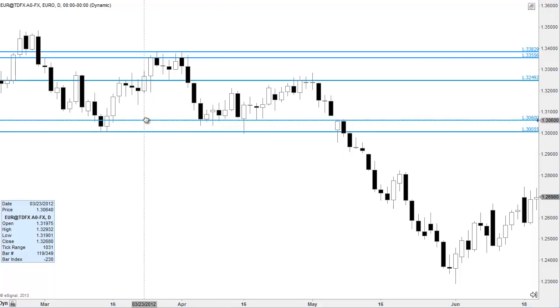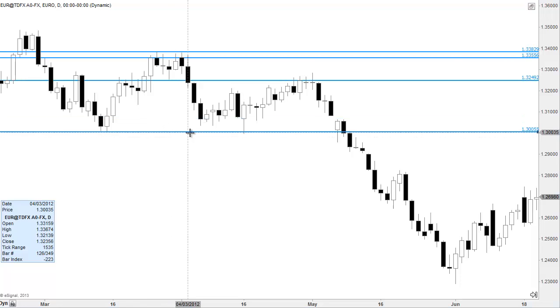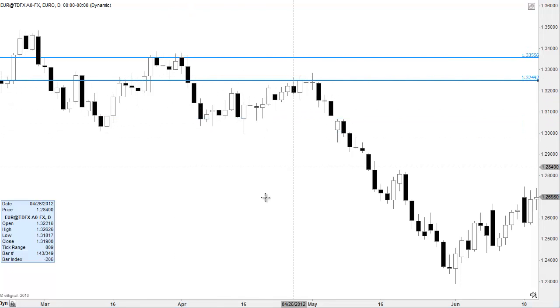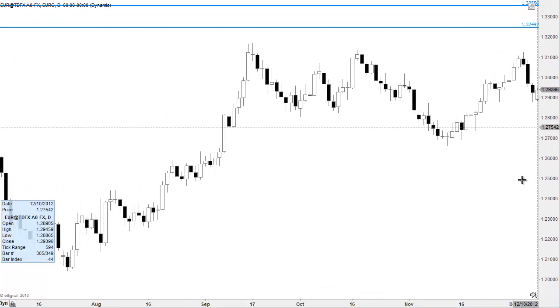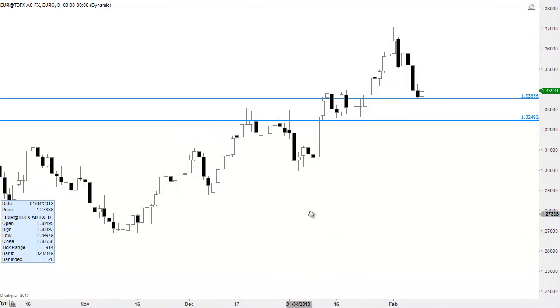So there's a lot of different ways that we can look at these in terms of support and resistance. This is just the way I do it. It's not a necessity that you do it this way, but a lot of you guys are trying to figure out how to do this, and if you want to use my method, well, that's why you're here.